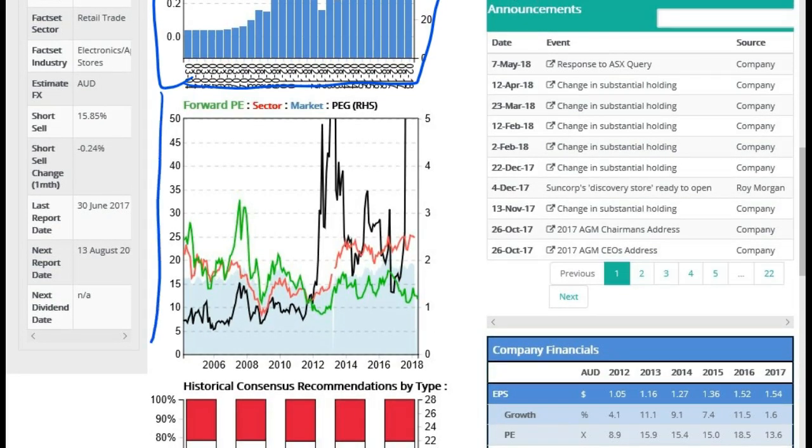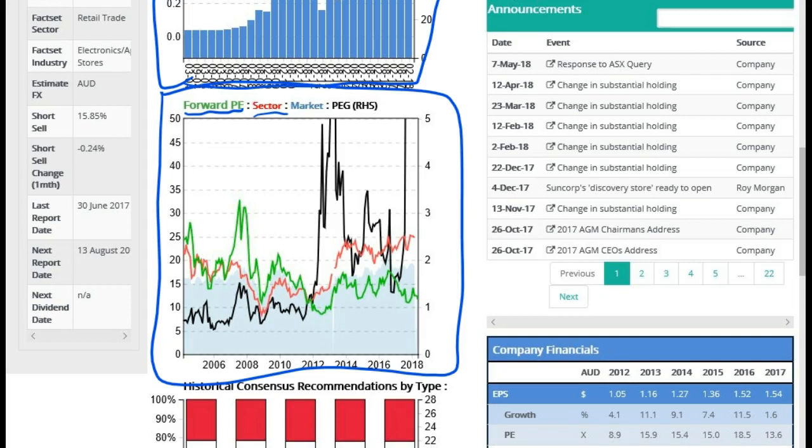This second graph you can see has forward PE. Now forward PE, the green line, is the forward price earnings, and that's a big part of the key tools that you'll be given, also that you'll need to analyze the Buffett rules. So you can see that the green line is this company's forward price earnings. The red line is the average price earnings for companies in that sector, companies that are doing a similar thing. And the blue line, that shaded bit that you can see at the back, is the price earnings for the market as a whole.